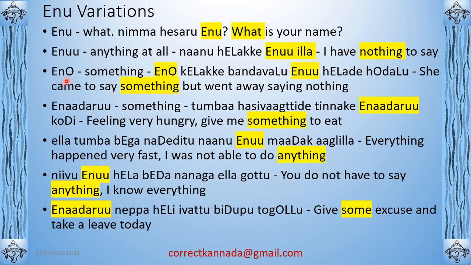Third example, eno and enu. Okay, so this is an example which contains eno and enu. And the next one, Enaadaru. Enaadaru means something again. So ತುಂಬಾ ಹಸಿವಾಗ್ತಿದೆ, ತಿನ್ನಕ್ಕೆ ಏನಾದರೂ ಕೊಡಿ. I'm feeling very hungry, give me something to eat. That's your Enaadaru. Enaadaru means anything at all, something, right? That's what this Enaadaru means.